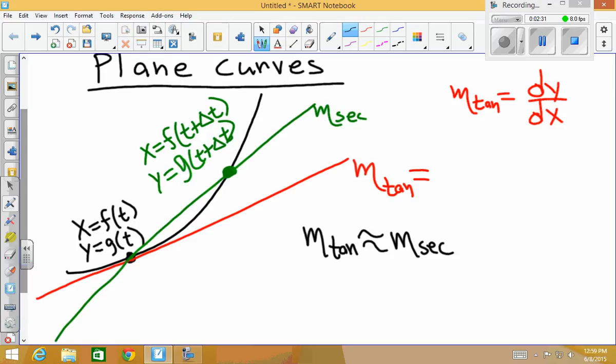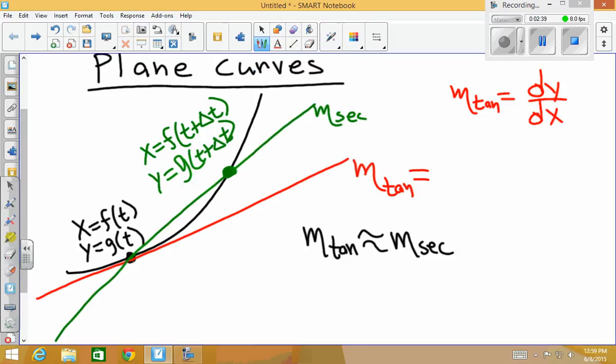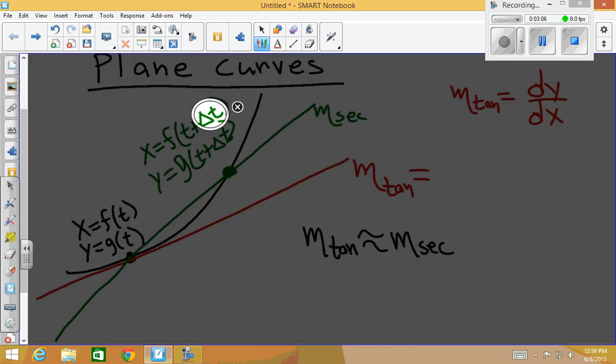What we want to do is move this point along the curve closer to this point. And when that happens, the secant line will more closely approximate the tangent line, and so we end up with the slope of the tangent line that we're looking for. So what do we need to do in order to make that happen? Well, we can make delta t get close to 0. How can we do that?